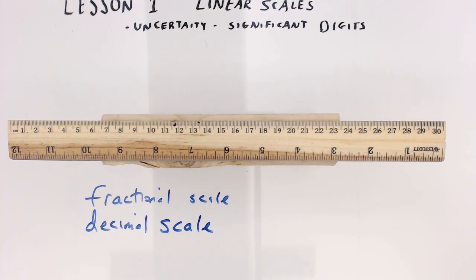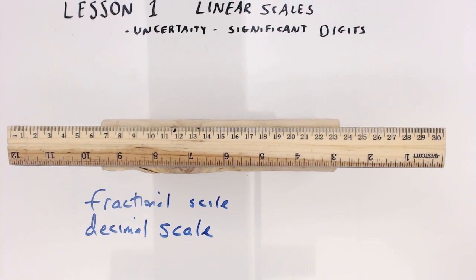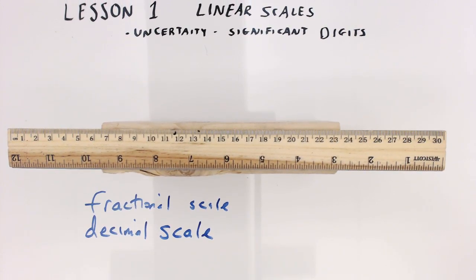we pretty much always use a decimal scale for reasons that we're going to talk about in this lesson, which are things about how you measure the uncertainty, which is how much error there might be in your measurement, and something called significant digits or significant figures that we'll get to in a second.